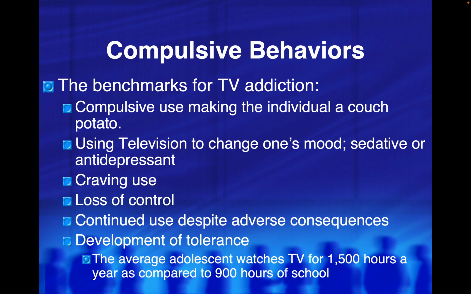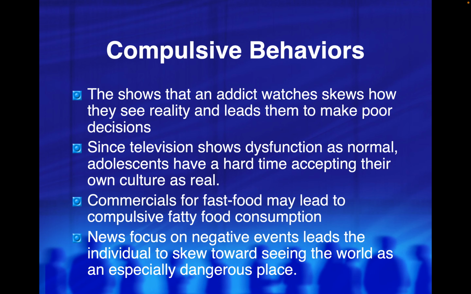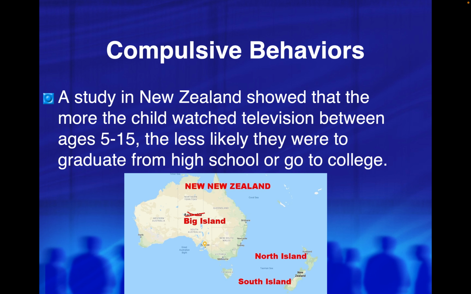The average adolescent watches TV for 1,500 hours a year as compared to 900 hours of school. The shows that an addict watches skews how they see reality and leads them to make poor decisions. Since television shows dysfunction as normal, adolescents have a hard time accepting their own culture as real. Commercials for fast food may lead to compulsive fatty food consumption. News focuses on negative events, leads the individual to skew towards seeing the world as an especially dangerous place. A study in New Zealand showed that the more the child watched television between ages 5 and 15, the less likely they were to graduate from high school or go to college.